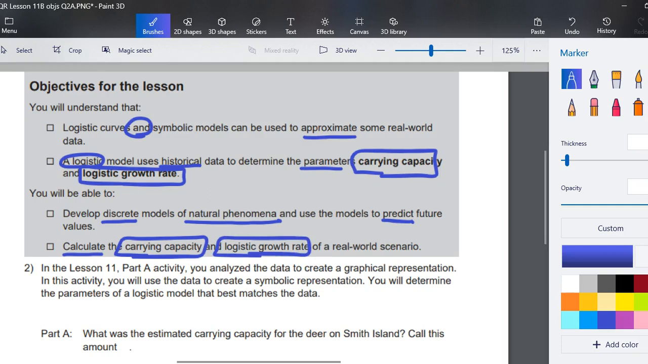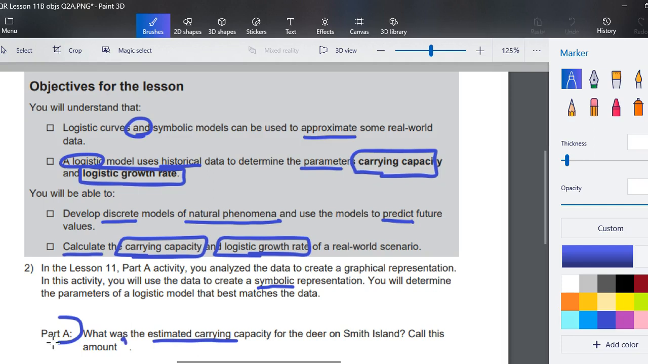Question 2, go ahead and hit pause, take care of business on question 2, and then come back and let's work it together. In the Lesson 11 Part A activity, you analyze the data to create a graphical representation. In this activity, you're going to use the data to create a symbolic representation. You will determine the parameters of a logistic model that best matches the data. Getting started with Part A, what was the estimated carrying capacity for the deer on Smith Island?